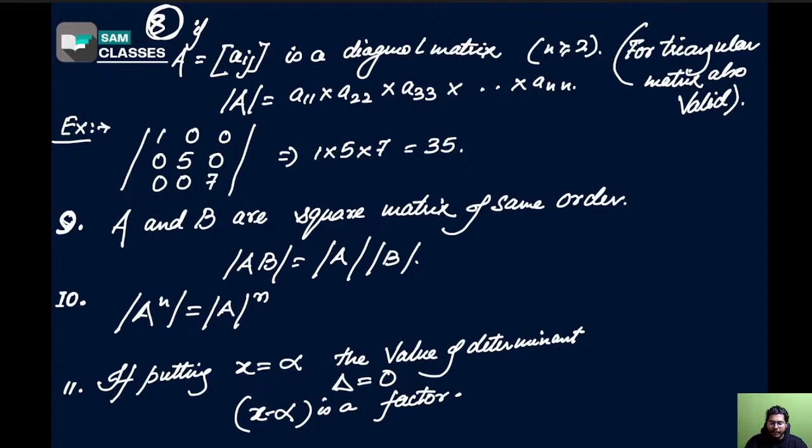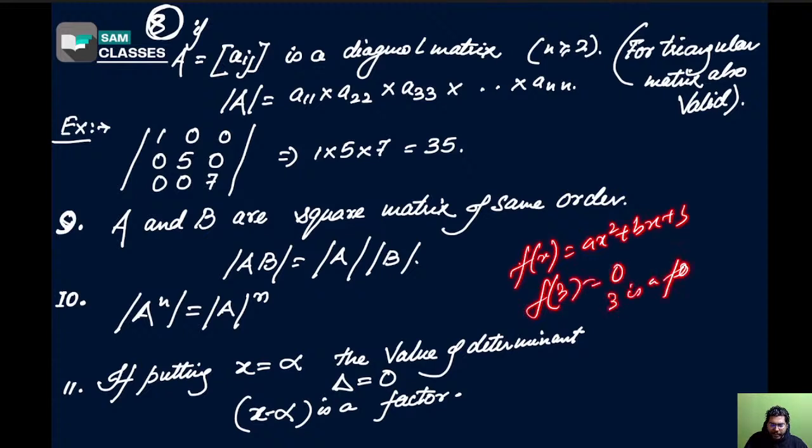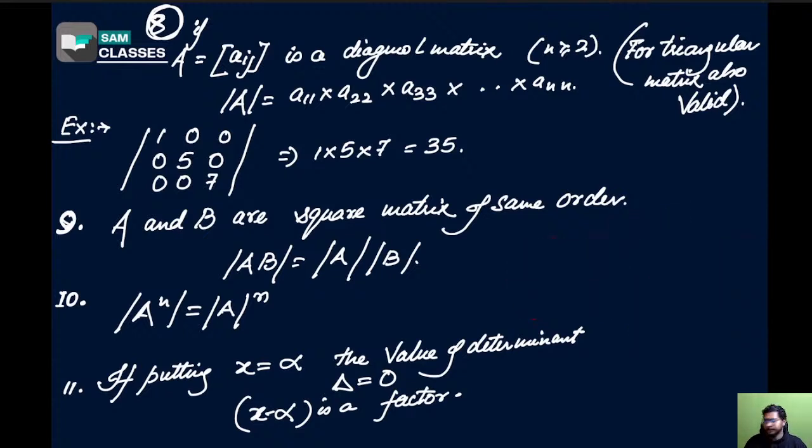If by putting x equal to alpha, the value of the determinant becomes 0, it vanishes. Just like in a polynomial, we'll say x minus alpha is a factor. Clear? Same thing as in a polynomial. We have a quadratic equation f(x) = ax² + bx + c. Now f(3) is equal to 0. It means 3 is a zero of this polynomial and x minus 3 is a factor. Clear? Same thing here, nothing changes. Clear everyone? Anybody, any doubt?